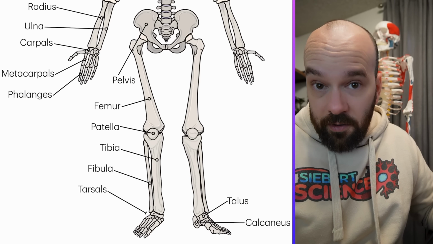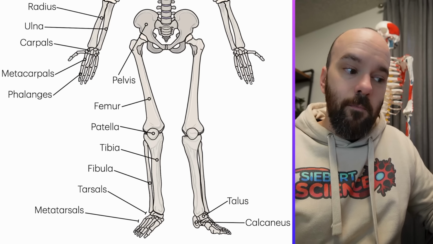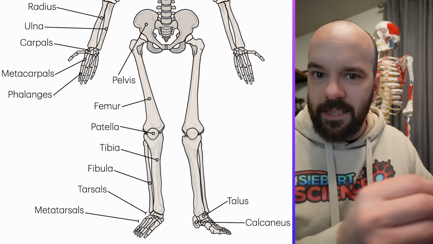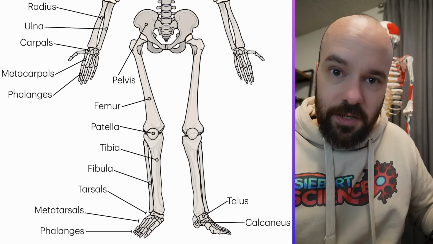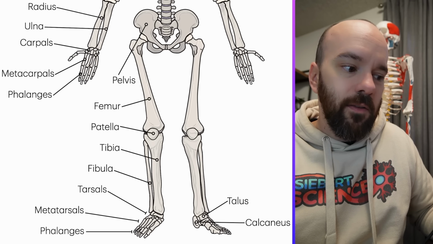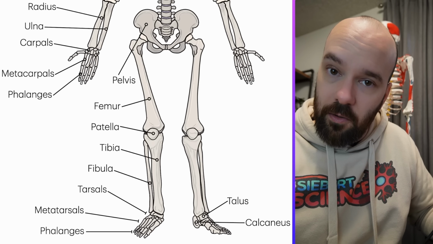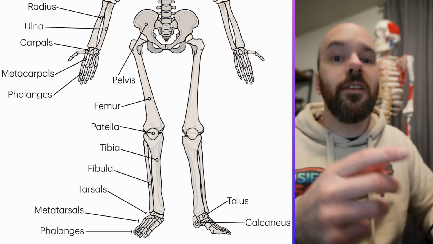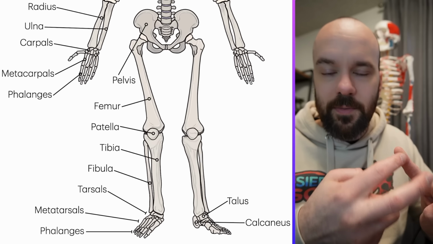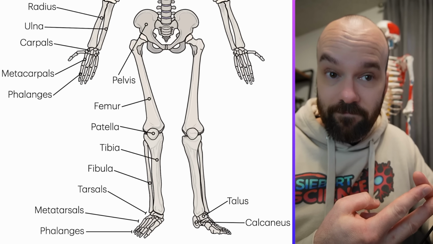And of course, if we have tarsals, we must have metatarsals, and those would be the main bones of the foot. They're long and skinny, just like the metacarpals of the hand. And then again, we have the phalanges of the foot, which are sticking off the ends of those metatarsals, and those are the bones of your toes. Each toe has 3 phalanges, proximal, middle, and distal, except for your big toe, which just has a proximal and a distal phalanx.